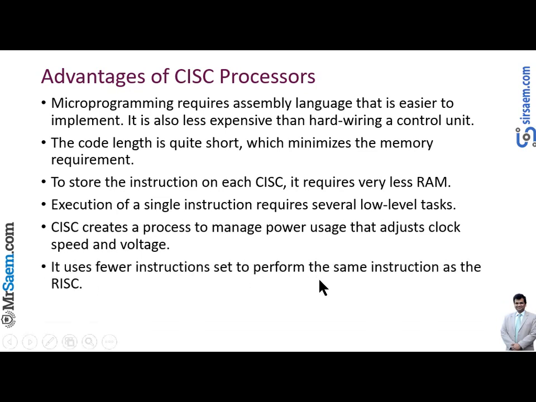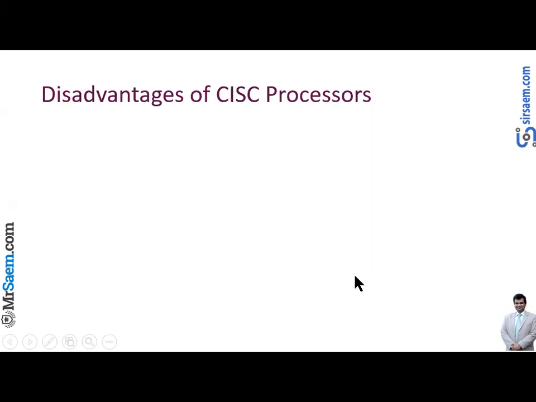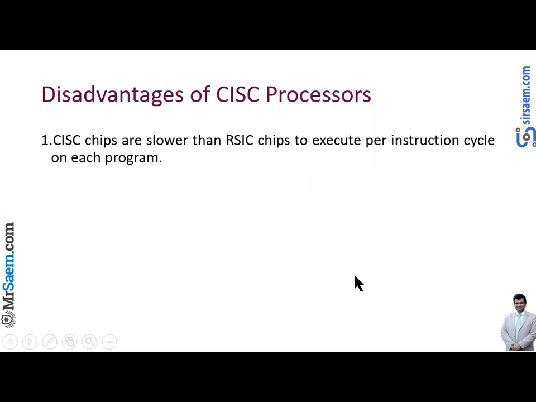It uses few instructions to perform the same as RISC, and fewer instructions will be there. Let's look at the disadvantages, which is more important. CISC chips are slower than RISC chips to execute per instruction per cycle for each program. Generally per instruction cycle for each program. What does that mean? Why per instruction?